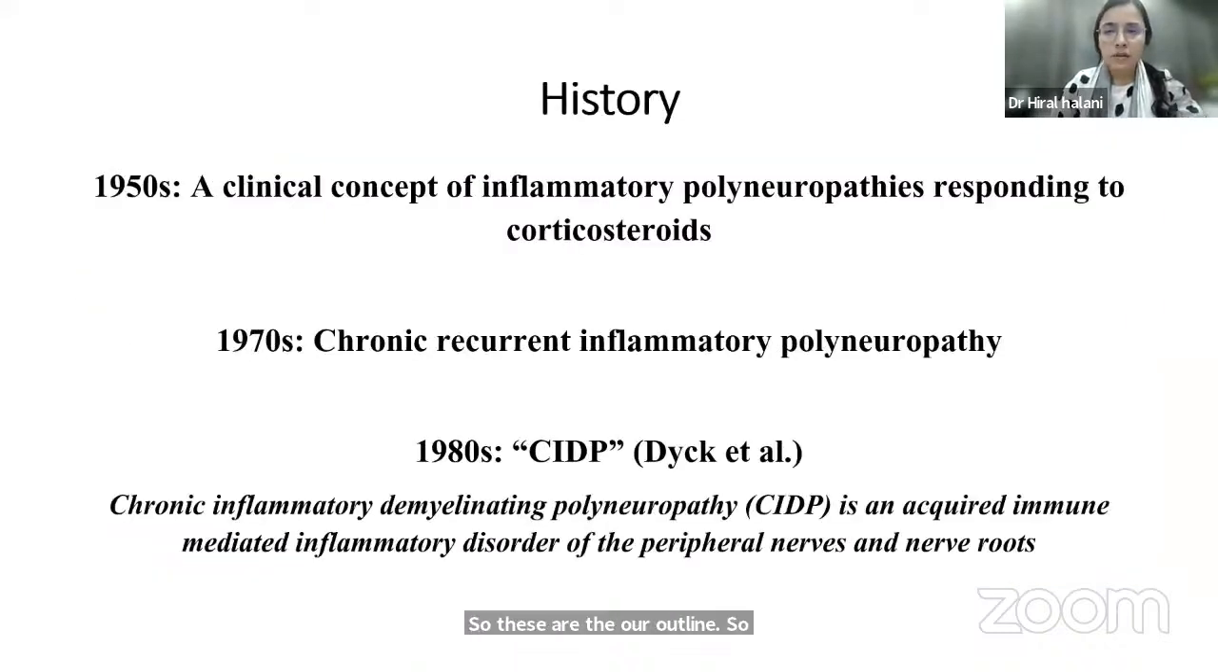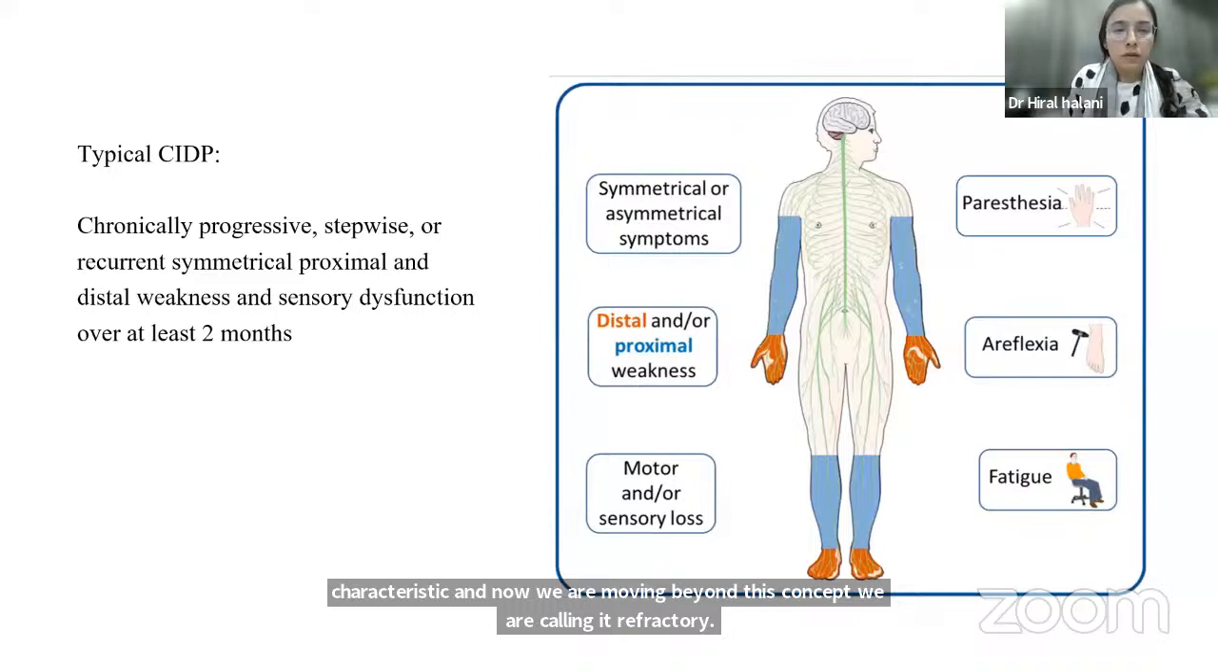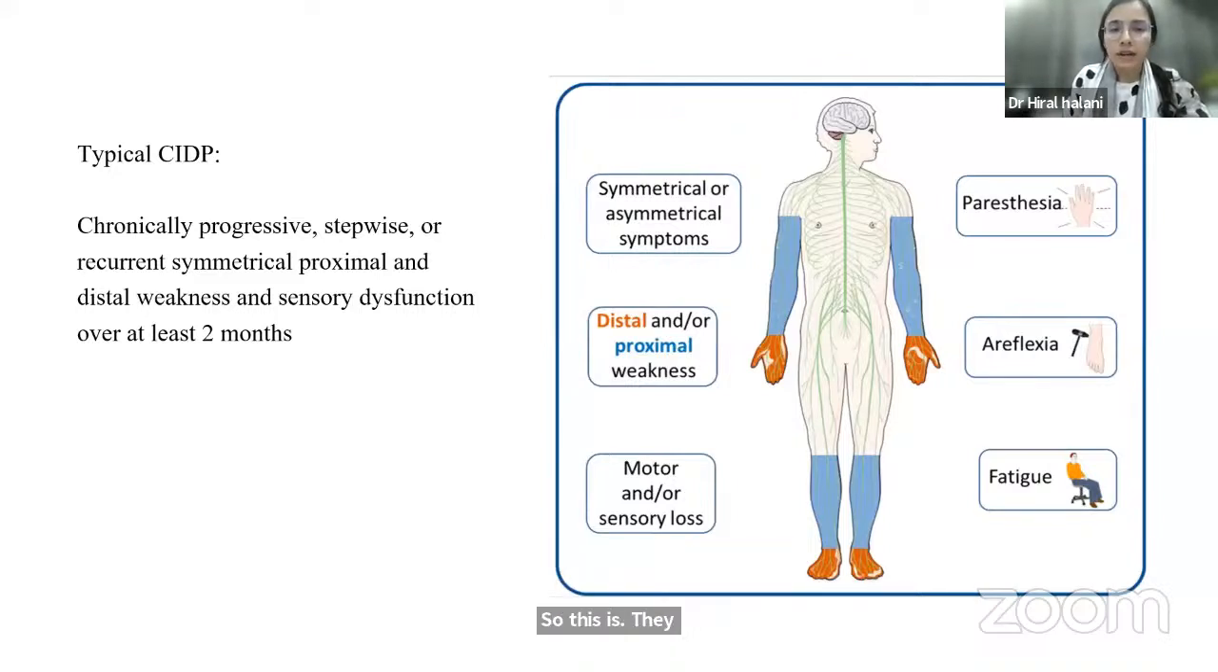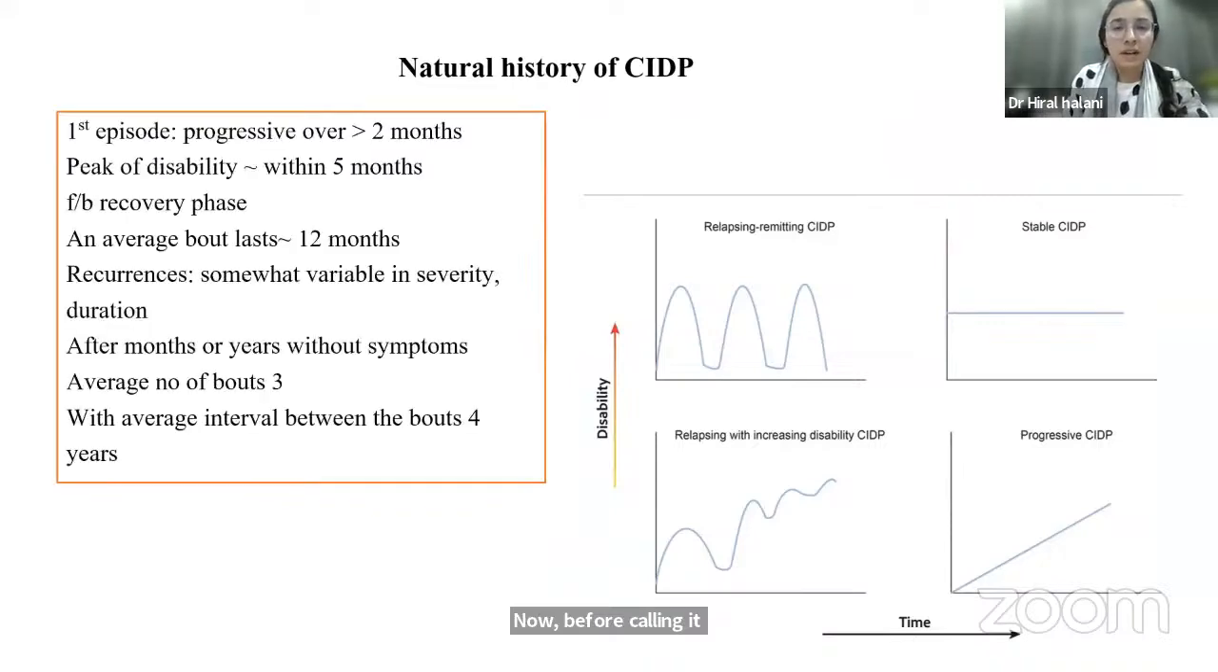CIDP was introduced initially as chronic inflammatory polyneuropathies which are responsive to corticosteroids. So responsiveness to steroids was the defining characteristic, and now we are moving beyond this concept. We are calling it refractory. We know a typical CIDP presents with chronic progressive, stepwise or recurrent symmetrical proximal and distal weakness, with sensory and motor involvement.